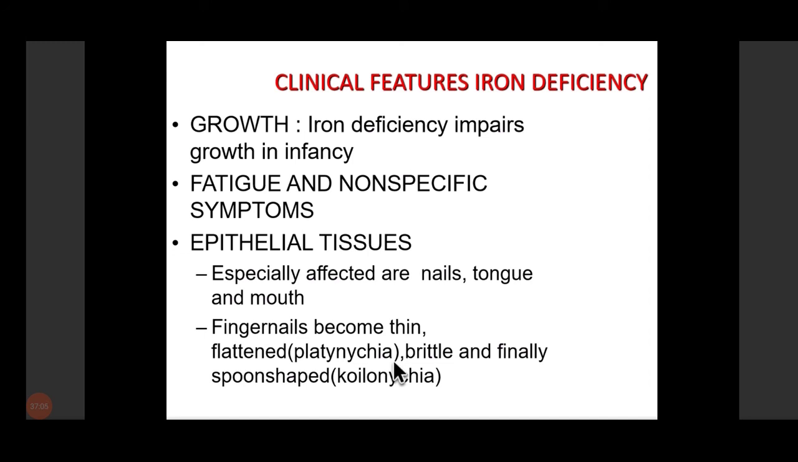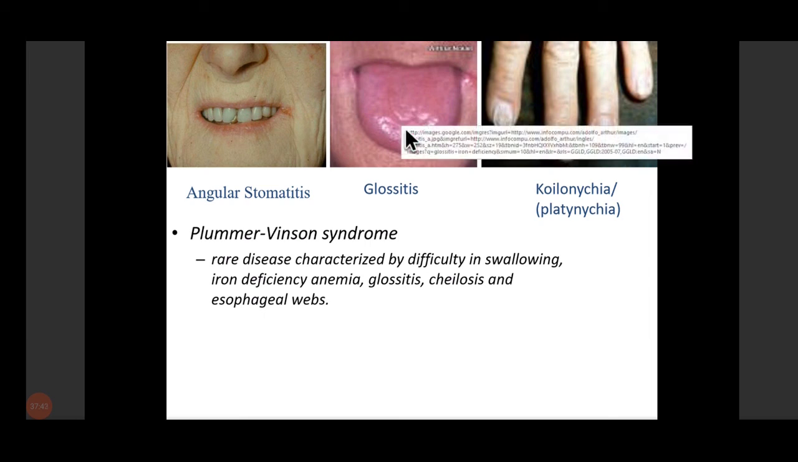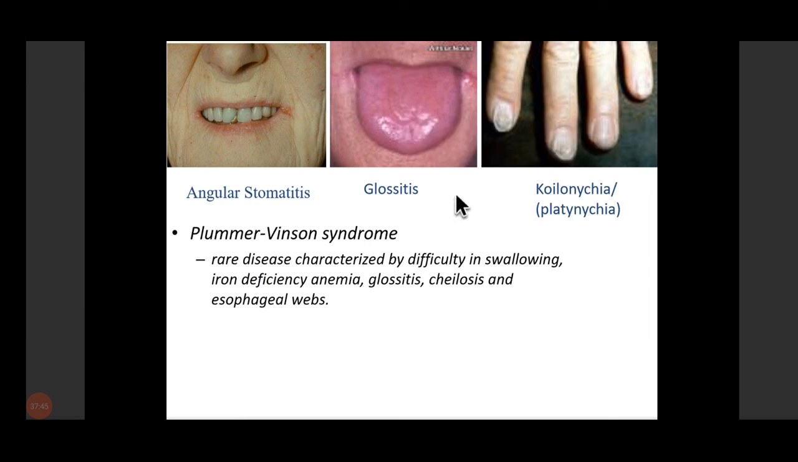Clinical features, as I said, the epithelial changes also. The iron deficiency anemia impairs the growth in infants. So usually till 5 years of age, starting from 6 months, they are given hematinics. Fatigue and non-specific symptoms, epithelial changes, tissues affected: the nails, tongue and mouth are affected. There can be glossitis and angular stomatitis. The nails become thin, flattened, platonychia, and brittle, and finally spoon shaped or koilonychia. This is what I was talking about. We have angular stomatitis. We can have glossitis and platonychia or flat nails.